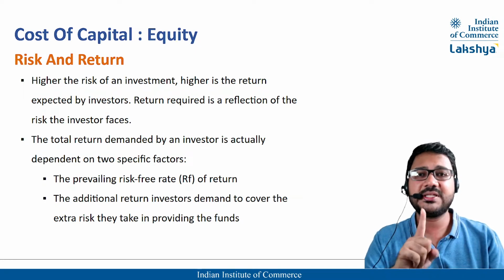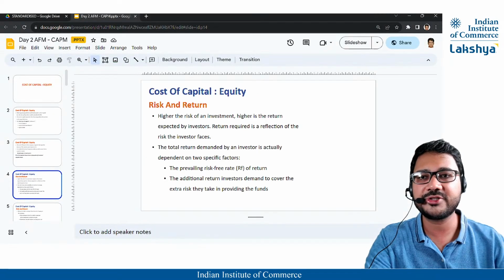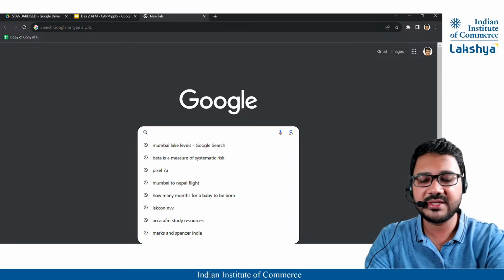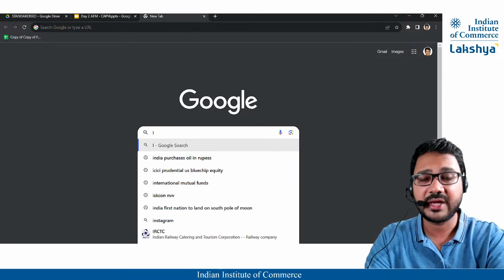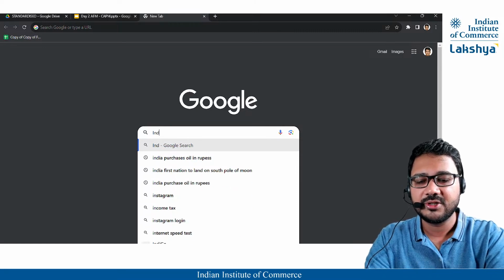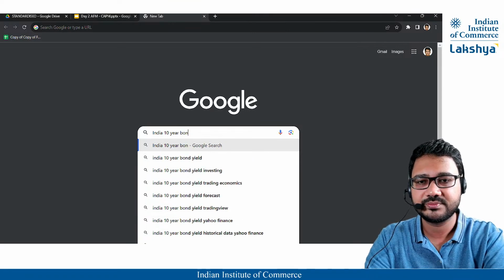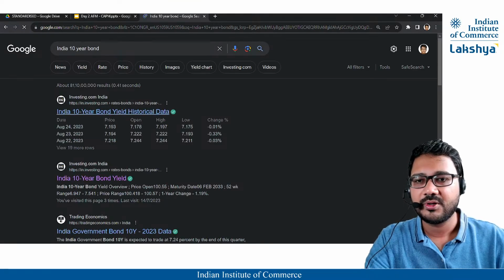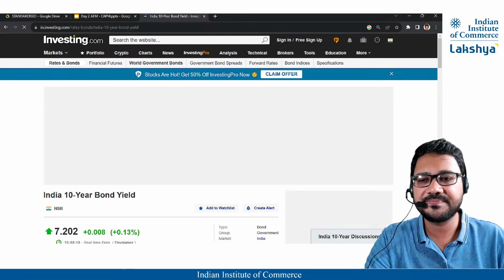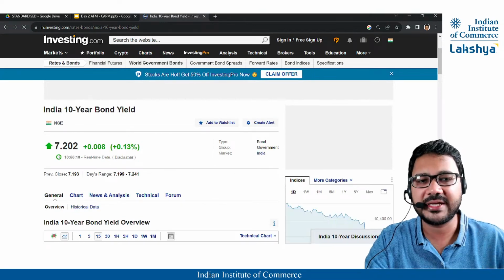Okay, so the first thing you need is the risk-free rate. Say the bond. Now, how do you find it? Let me just practically show you what the risk-free rate is. For example, for India, say you want to invest for the next 10 years into the stock market. So, India 10-year bond. If you see the 10-year bond yield of India, it is currently 7% or 7.2%.